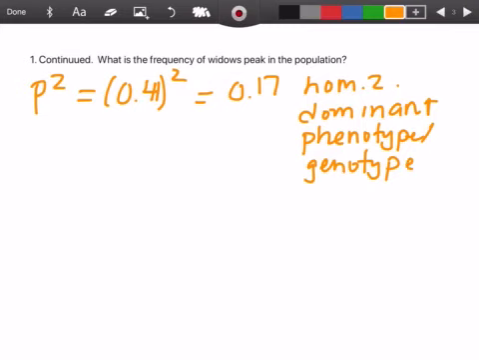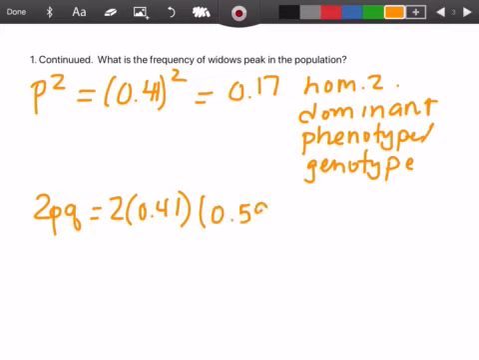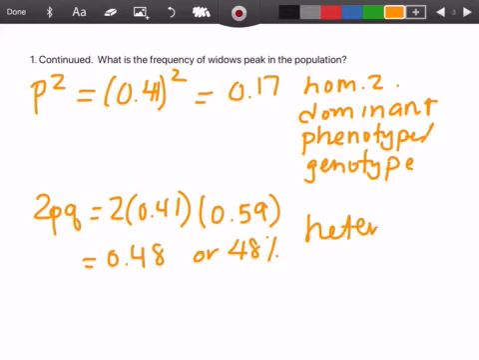The other individuals in our population that display the widow's peak are the carriers, or the heterozygotes. That's represented by 2pq. So again, we'll just plug everything in. 2 times 0.41 times 0.59. This means that 0.48 or 48% of our population are heterozygous individuals. So these are heterozygous individuals with the dominant phenotype, the widow's peak phenotype.